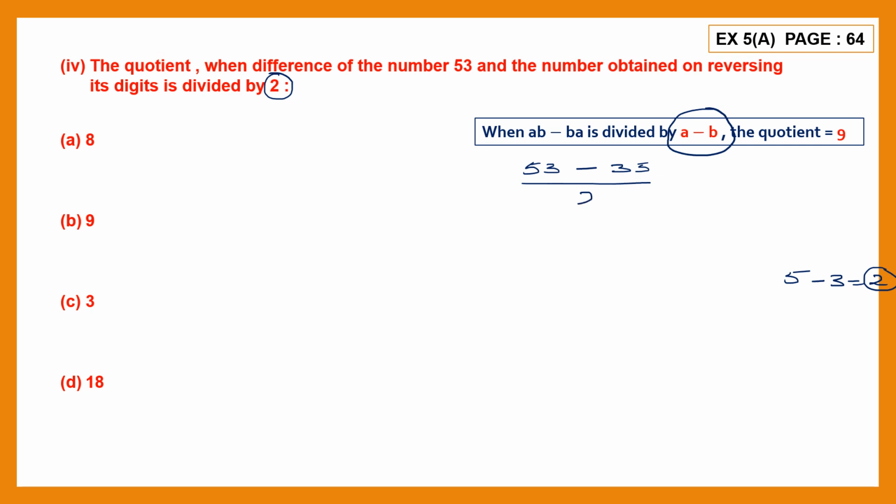So when this is divided by A minus B, the quotient is always 9. The quotient is always 9. You can divide and see. Okay, when you subtract 53 minus 35, you get 18. When you divide 18 by 2, you get 9. So you have to remember this. You don't have to work out also. You just have to remember when you have a number and reverse it, and if that is divided by A minus B, that is A is here, B is here, the quotient is always going to be 9. So that is our answer. Option B, 9 is our answer.